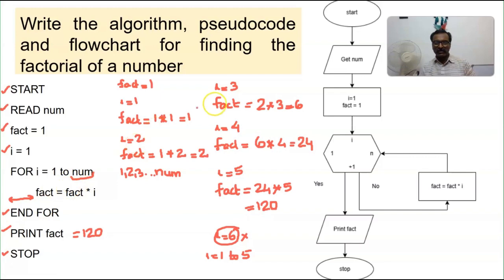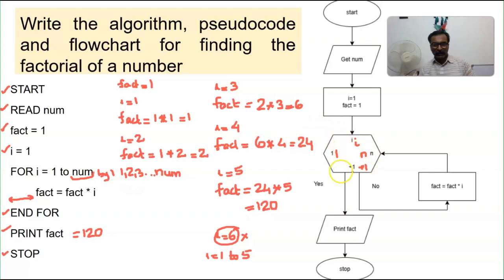And I have also drawn the flowchart based on this pseudocode, because for loop has a different symbol in the flowchart. It has the shape of a hexagon. So you write the variable name here, I. This is the starting value, this is the ending value, and this is the increment or decrement. So I am incrementing by 1. So in fact here it is 1 to num by 1.